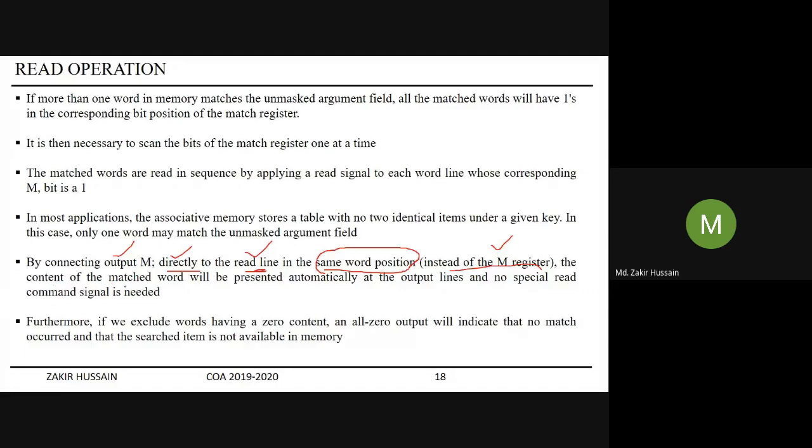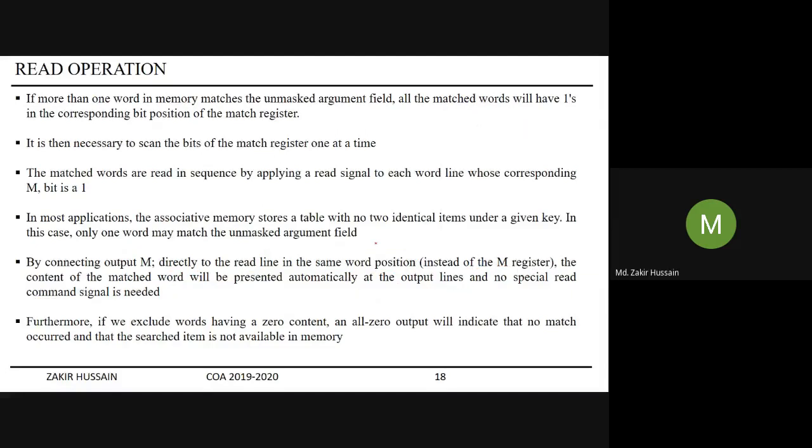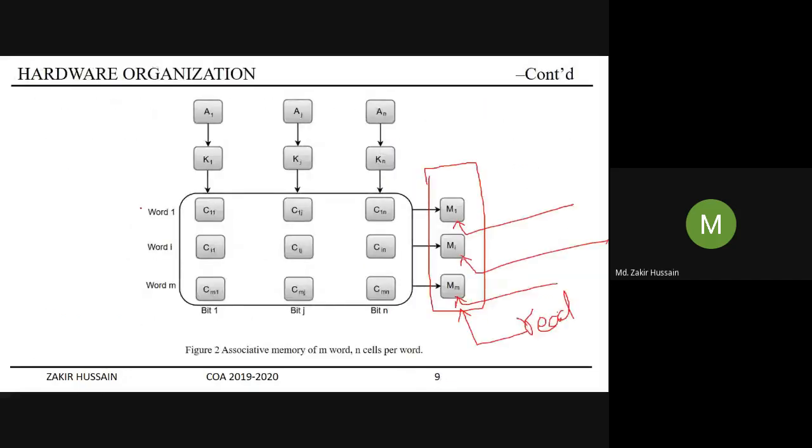The content of the matched word will be presented automatically at the output line and no special read command signal is needed. This is also very obvious. So directly you have to give the read signal to the M register bits, like I showed earlier here. The moment this word match occurred, this is the read. Whenever read is high, this can be read out separately.